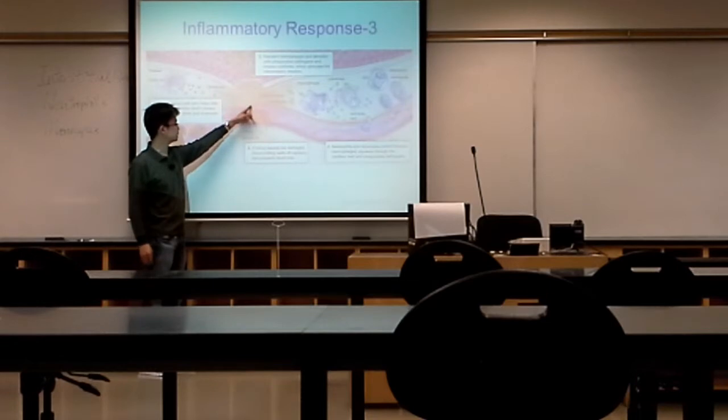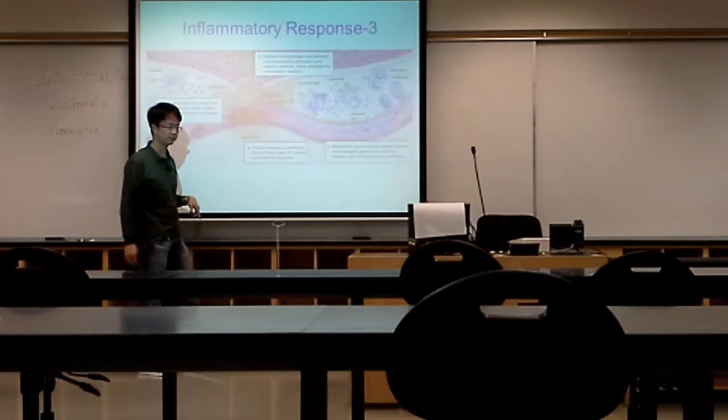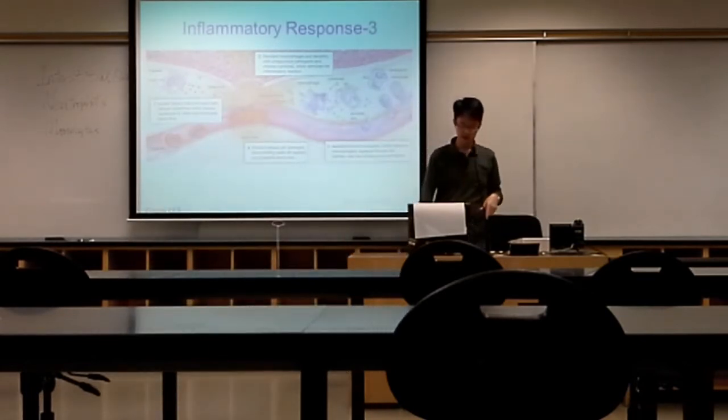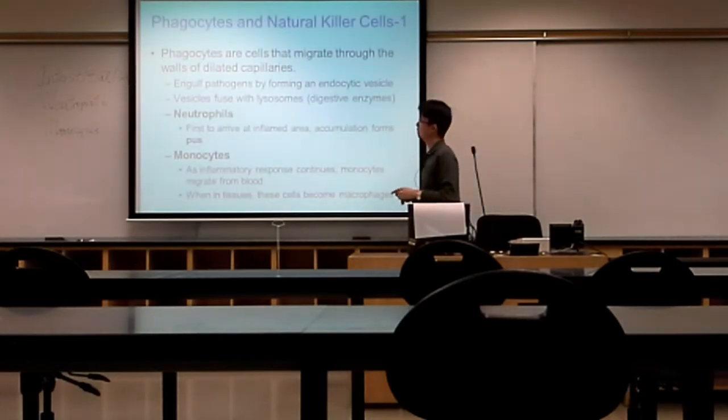And then if the blood vessel is damaged, then you will have blood clotting occur, like the platelets and fibrin, to stop the bleeding. And then, because we have the dilated blood vessel, vasodilation, it allows more blood, more white blood cells, more phagocytes to go into that area.